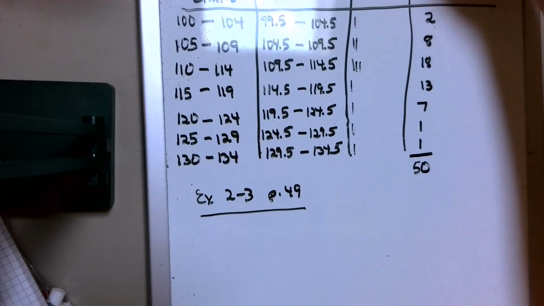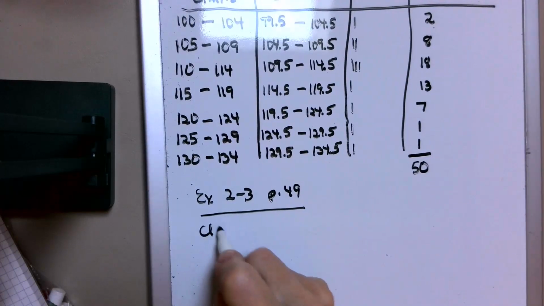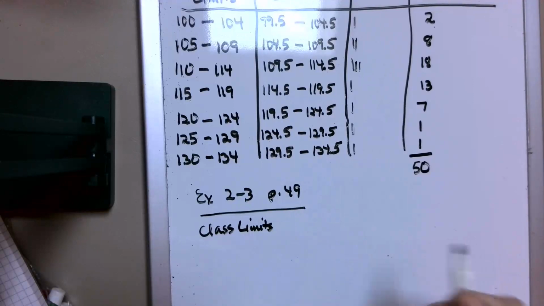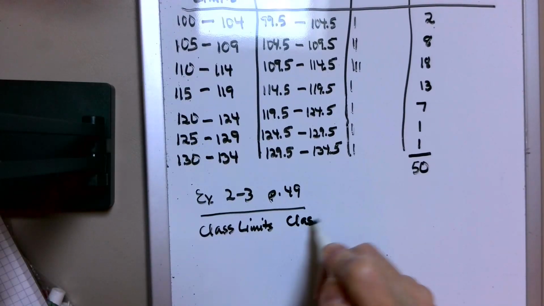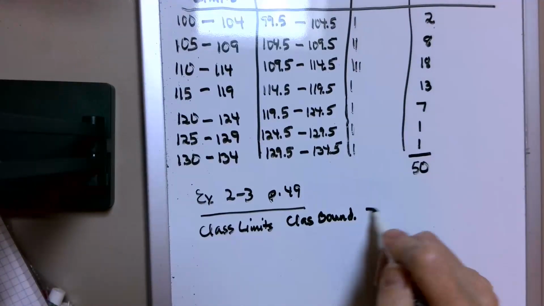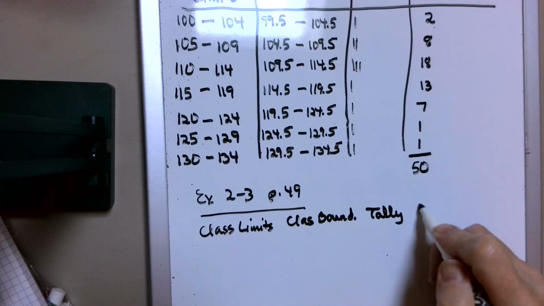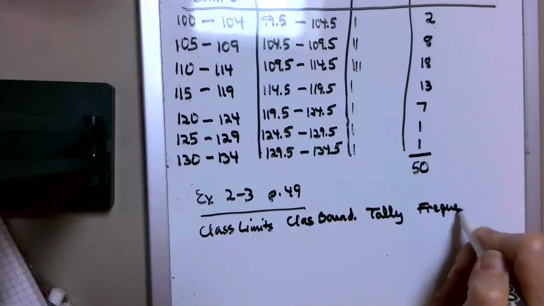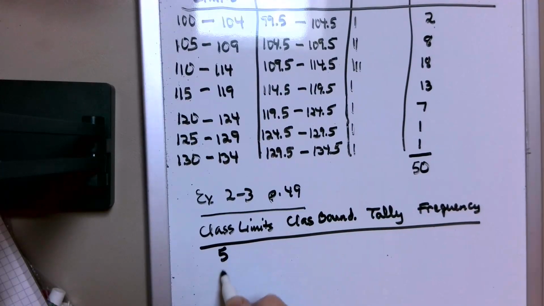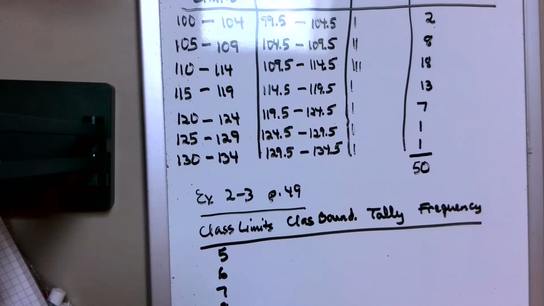We could just make our table by using class limits and class boundaries for the graph. We can make our tally to count up the data and then the frequency. And the lowest data value was 5, 6, 7, 8, 9, 10. It only went from 5 to 10.